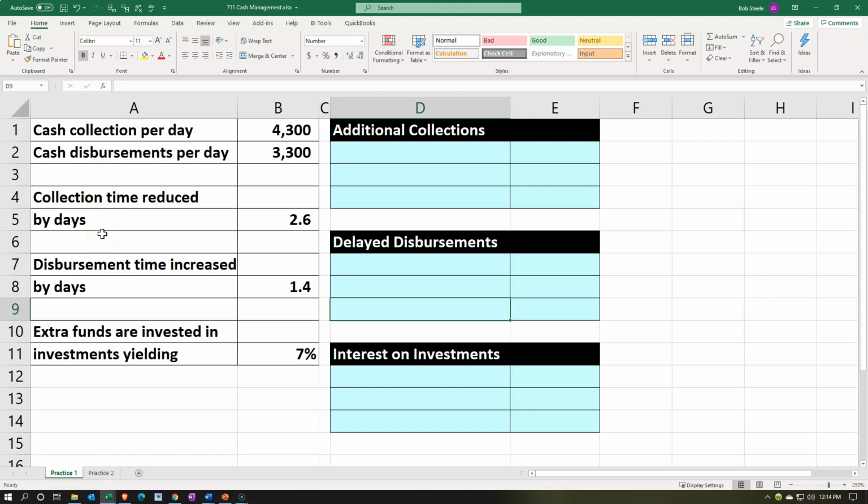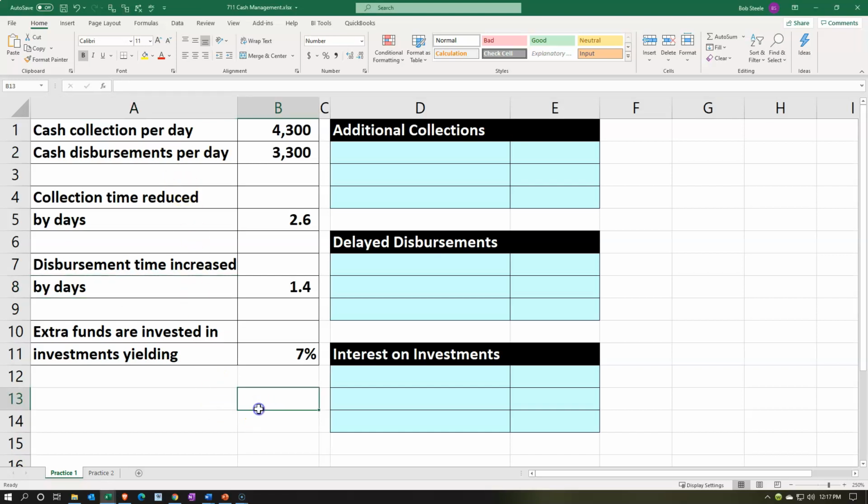Now, if we think about the collection time, if we were able to reduce it in days by 2.6 days, then we can increase our cash flow by decreasing the amount of collection time. And we can also think about a situation, what if we can make the disbursements take a little bit longer, then we'll be holding on to the cash a little bit longer, and that's typically beneficial with regards to the cash flow.